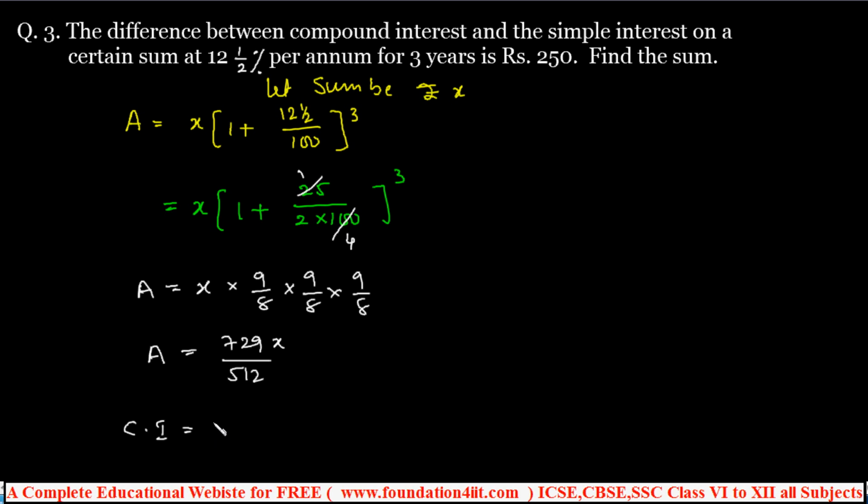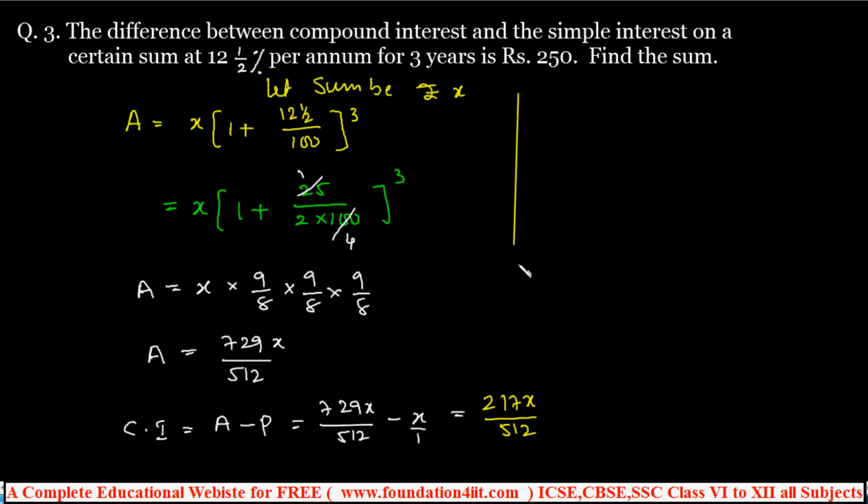So compound interest is equal to A minus P. Amount minus P: the amount is 729x by 512, and P is again x, which means x by 1. Do the LCM again: 729x minus 512x. That is 217x by 512. This is the compound interest.